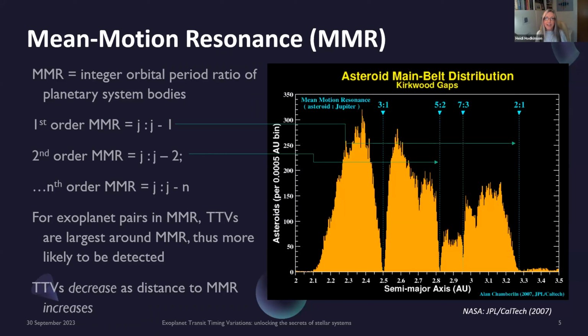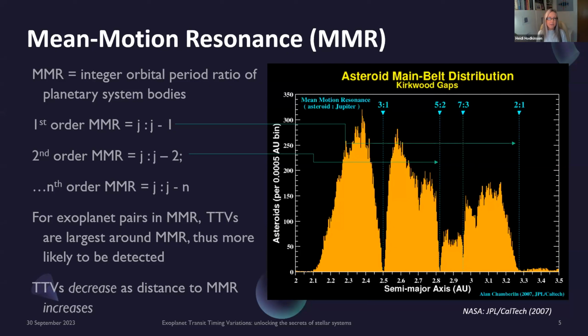Gravitational perturbation, and hence TTVs, are largest for exoplanet pairs in MMR, and thus we are more likely to be able to detect them. But as this configuration is unstable, most are not actually in this state. And as the distance to resonance increases, the gravitational perturbation and thus those TTVs decrease in strength.